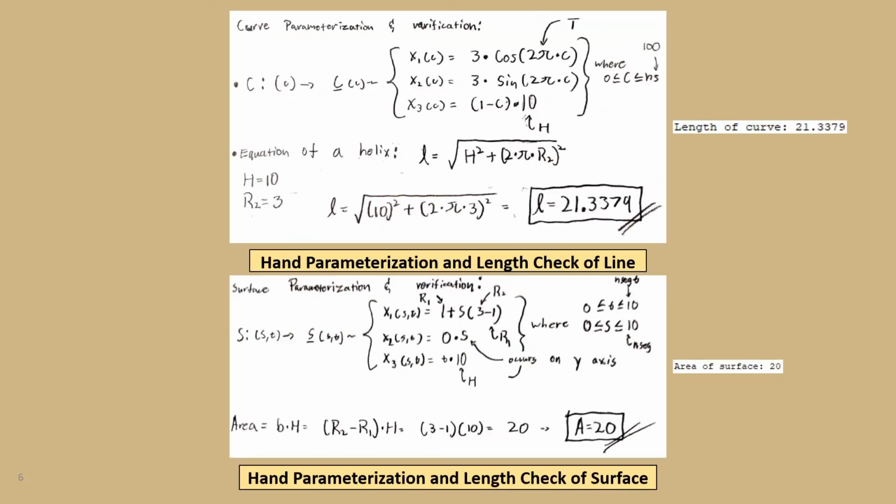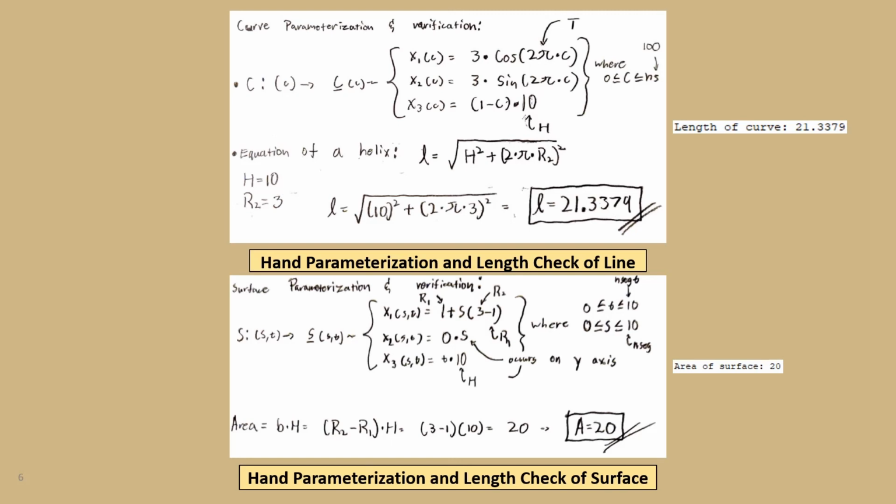Finally, I was able to verify the length of my line and the area of my surface by deriving the formulas by hand. As you can see, the equation of the helix is given there. L is equal to the square root of the total height of the cylinder, h squared, plus 2 pi times r2 squared, r2 being the outside radius because that is where the line revolves around the surface of my cylinder. Then I plugged in the actual values that I used in MATLAB, and you can see the matching 21.3379 as my total length of my line segment, which matches my MATLAB output. So this was confirmed by hand using an alternate method.